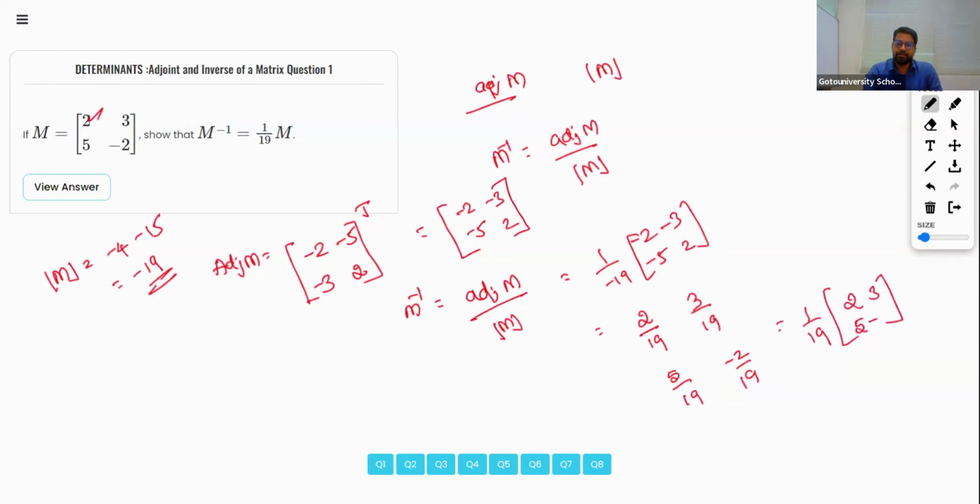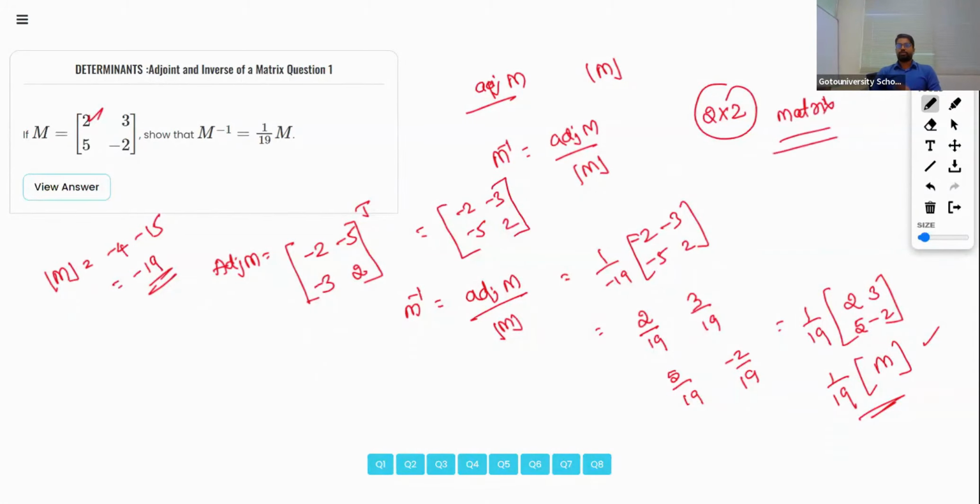So it's clearly proved, this matrix is nothing but M. So that means LHS has been equated to RHS. So adjoint of M inverse is equal to 1 by 19 of the given matrix. So hence proved. It was very simple because it was a 2 by 2 matrix. If they ask you this same question for 3 by 3, it's the same procedure, but it will have longer calculations. It might lead to a lot of errors as well, as we have too many sign changes.